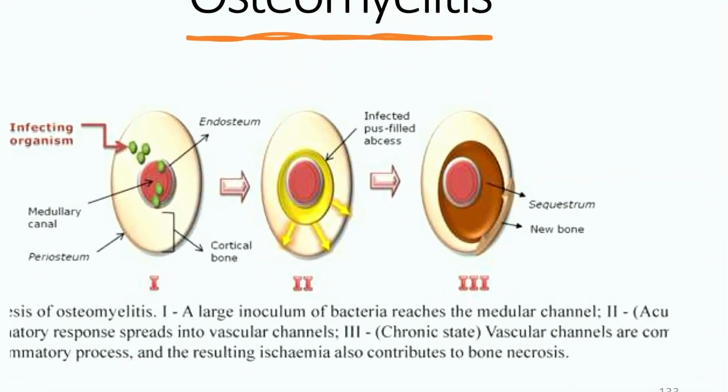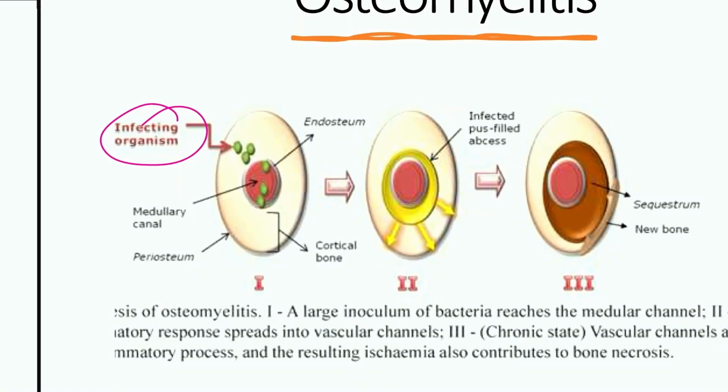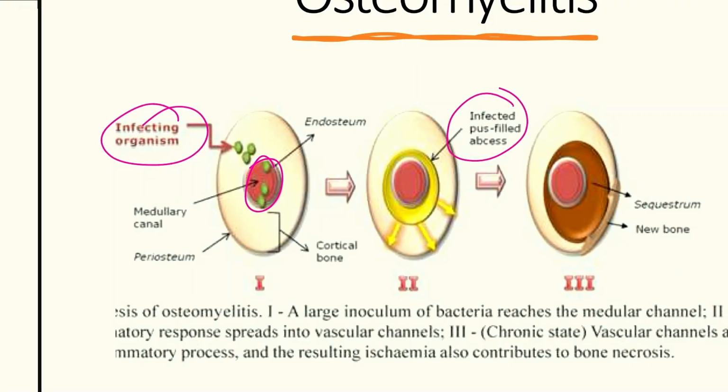So what happens? We get an infecting organism that makes its way into the bone and into the medullary cavity of the bone. When this happens, because it's an infectious process, we have to get all of our white blood cells here, so we get infected, pus-filled pockets of all those dead white blood cells trying to kill off that area.